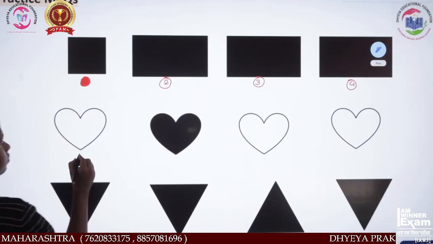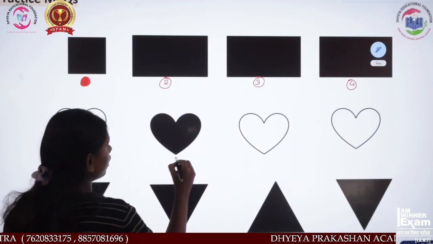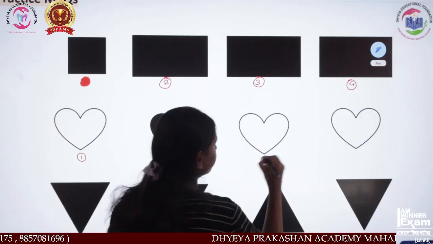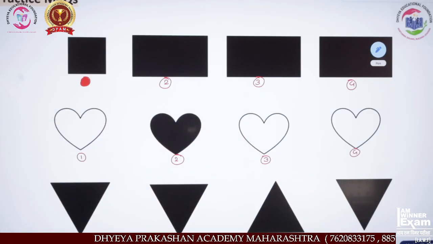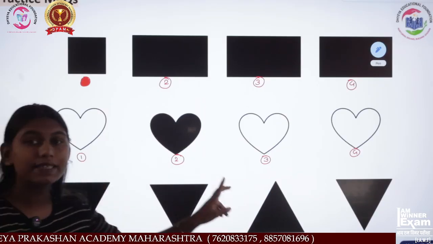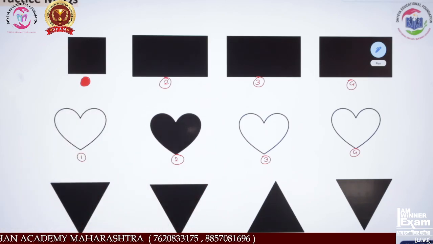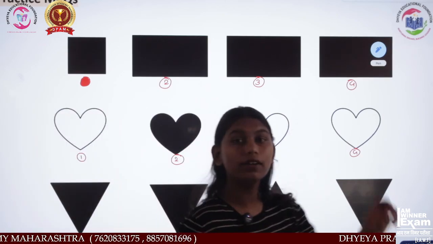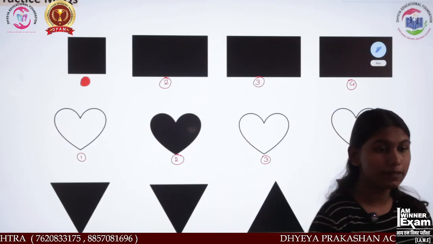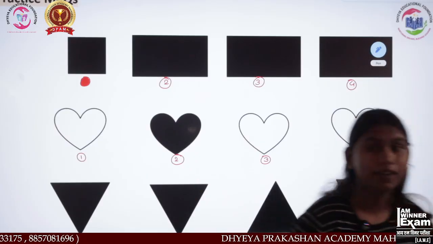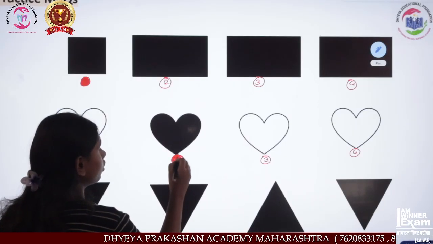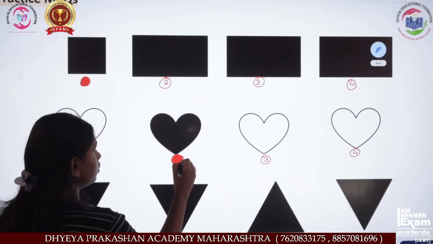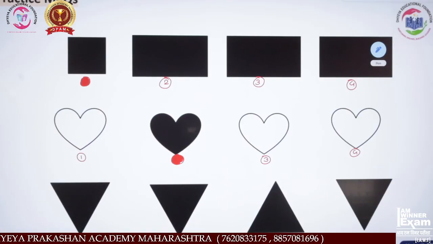Then next, this is first, this is second, this is third, and this is the fourth figure. Now which figure is different? That is the second one. Why the second one? Because here all the three figures are white, but the second figure is black. It is the black color. Okay, so you have to circle the second one.